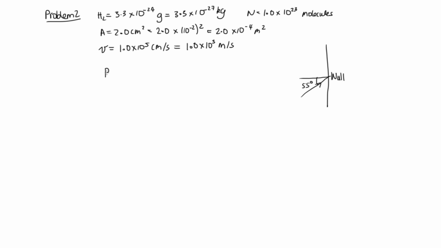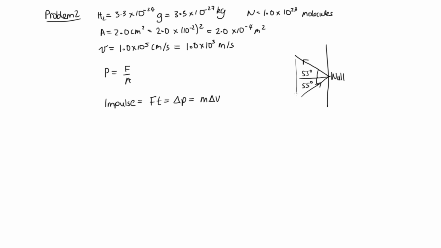Okay, so we know that pressure is equal to force over area. We've got the area here, so we need to calculate the force. So to find the force, we'll need to go back to mechanics and use impulse. Impulse is equal to the force times the time, which is equal to the change in momentum, which is equal to the mass times the change in velocity. Now, if we consider this particle being reflected off the wall here, it's reflected back up at the same angle.